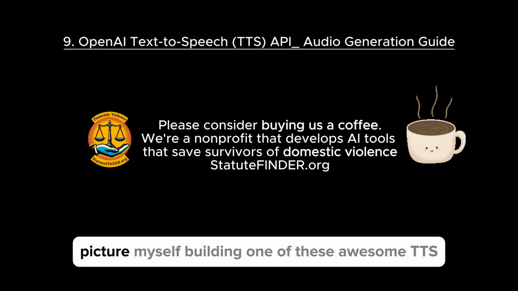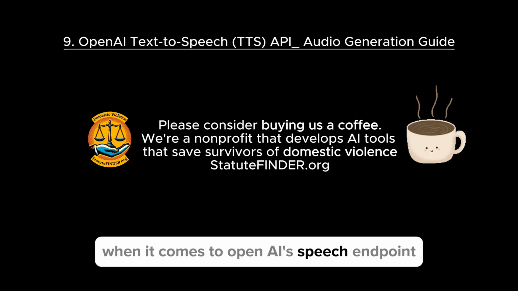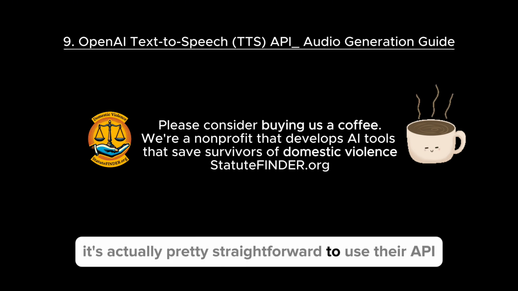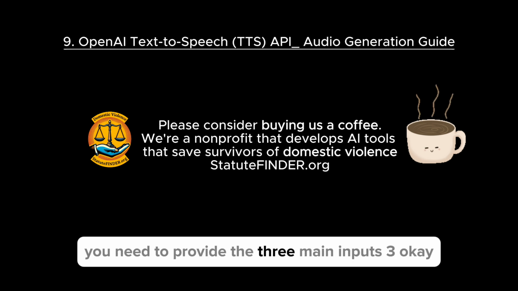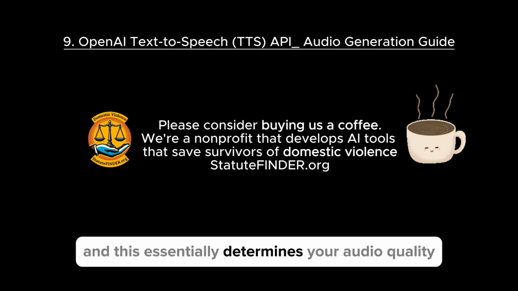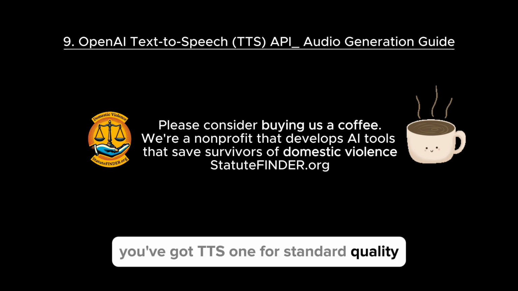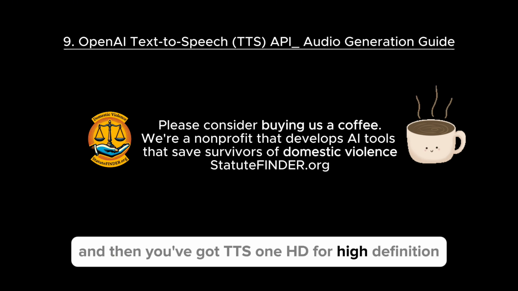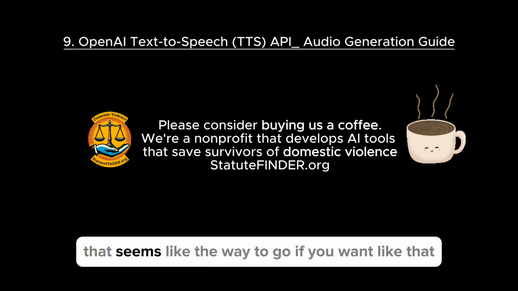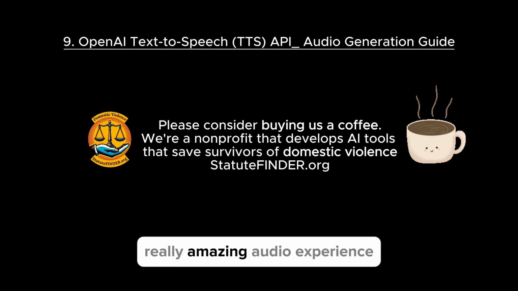Okay, so if I'm picturing myself building one of these awesome TTS projects, what are the key elements I need to know about when it comes to OpenAI's speech endpoint? What are the ingredients I need to work with? Well, it's actually pretty straightforward. To use their API, you need to provide 3 main inputs. First up is the model, and this essentially determines your audio quality. You've got 2 options there: TTS1 for standard quality, and TTS1 HD for high definition. So TTS1 HD seems like the way to go if you want that top-notch, really amazing audio experience.